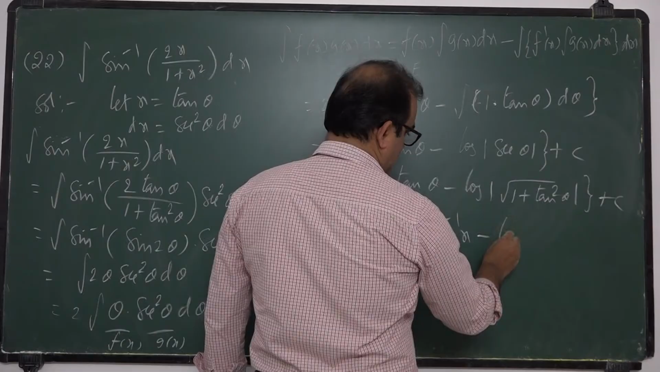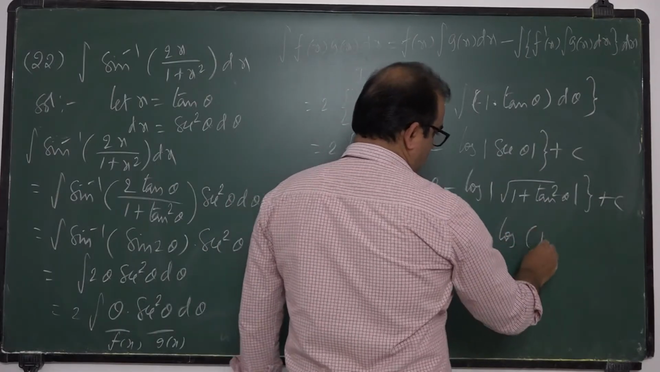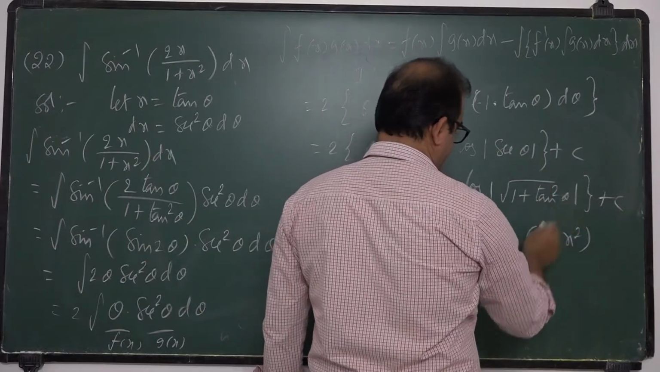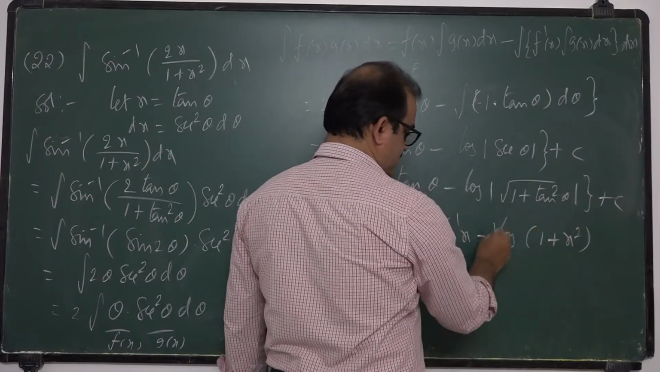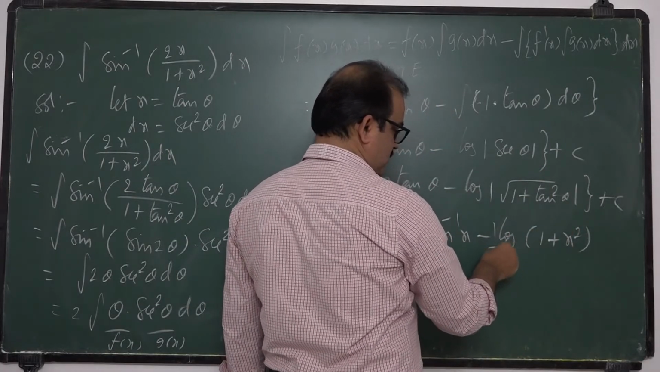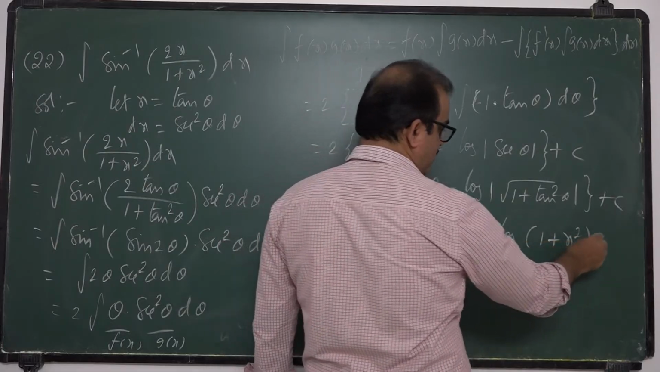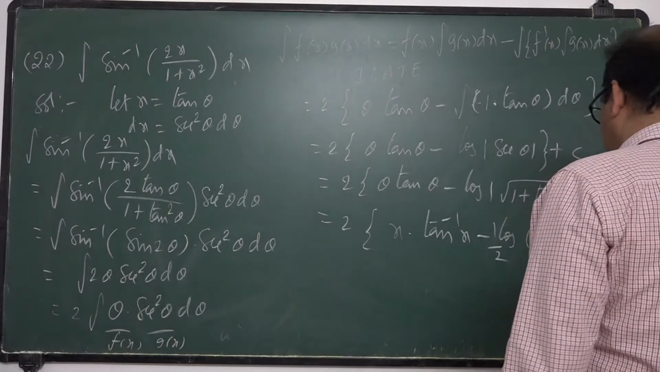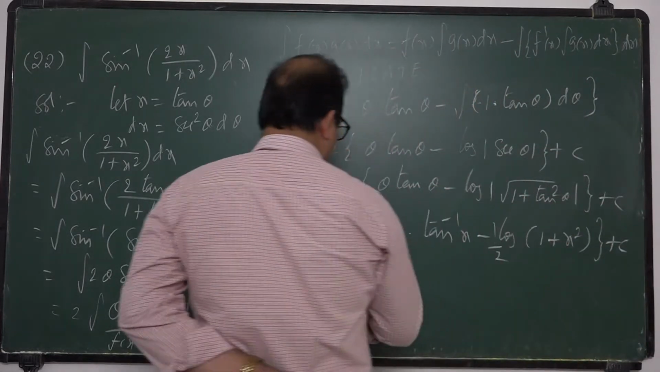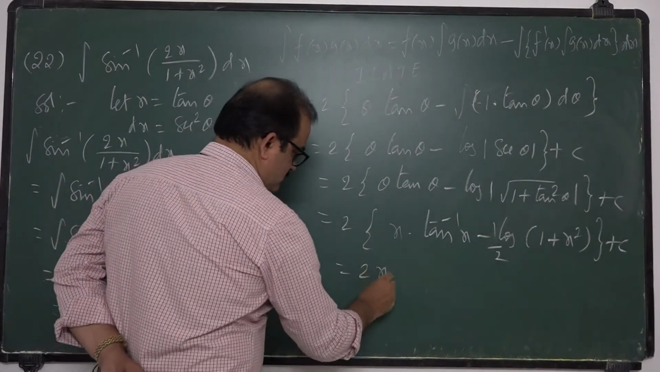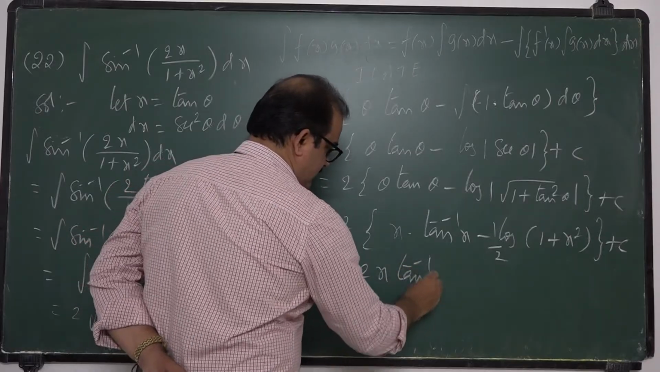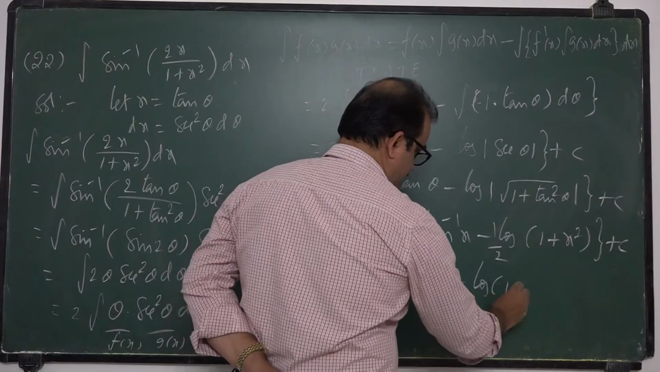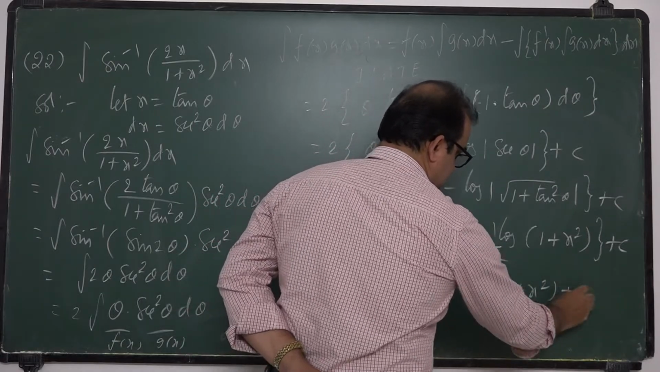minus log of 1 plus x square whole power 1 by 2. Log m power n is n into log m. So it becomes 1 by 2 into log 1 plus x square plus c. Take this 2 into bracket, 2x tan inverse x, 2 gets cancelled, minus log of 1 plus x square plus c.